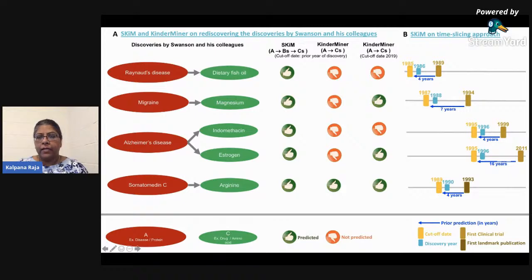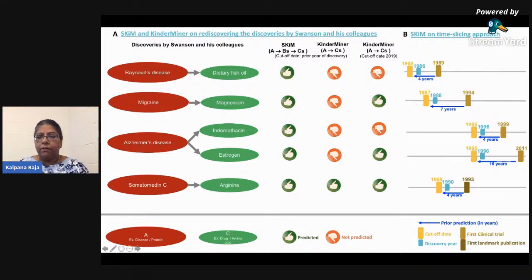So now let me explain the second evaluation approach, that is the time slicing approach. Here we give the year, or the cutoff date, to allow SKiM to read the articles up to that particular date to make the discovery. Then we compare it with the first clinical trial or the first landmark publication. Let me explain this with the same example, Raynaud's disease and dietary fish oil. Swanson and his colleagues made the discovery in 1986. So we allowed SKiM to read the articles up to the year 1985.